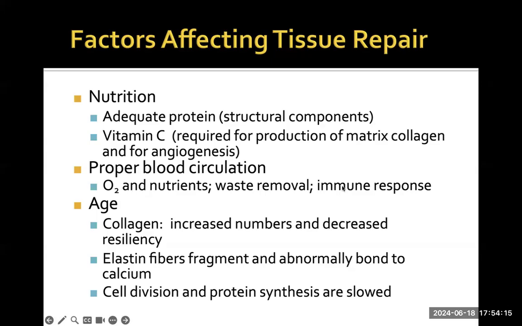And then also age contributes to repair. So collagen, as you age, you're going to have increased in number, but decreased in resiliency. So more, but they're less effective. Your elastin fibers are going to start to fragment and break, which means they're going to be abnormally bonded to calcium. And that's when things start to get wrinkly. And then the last part here is that cell division and protein synthesis is actually slowed down as you get older, which also decreases the rate of tissue repair.